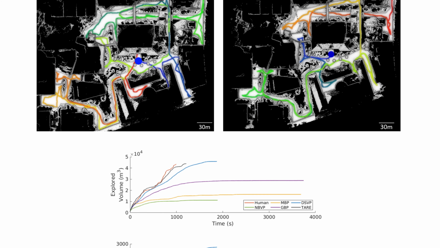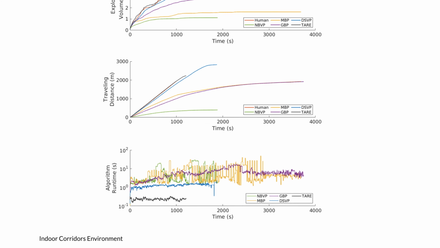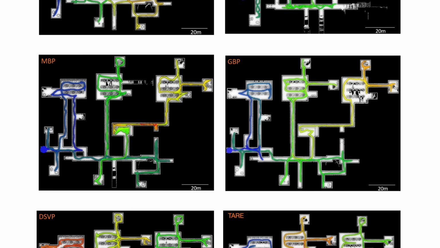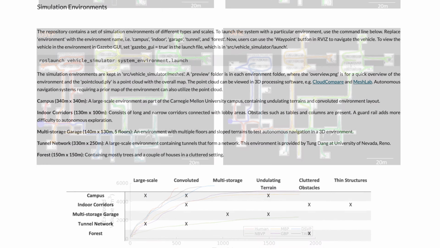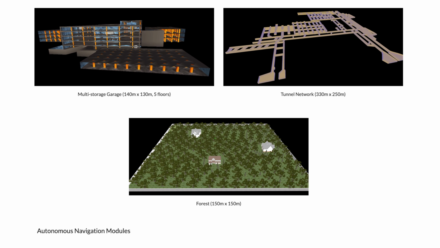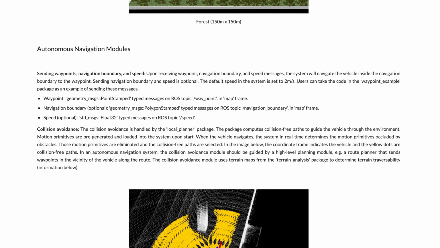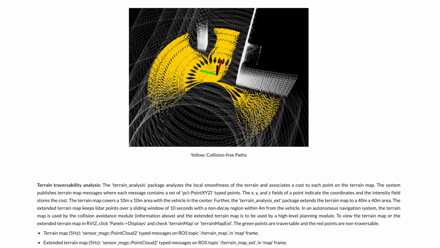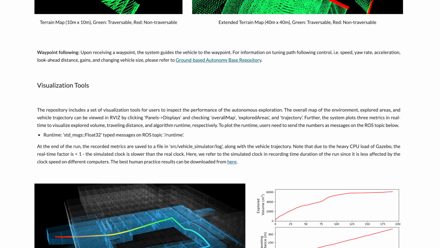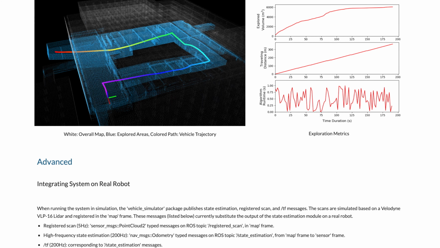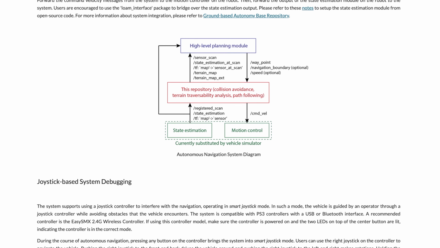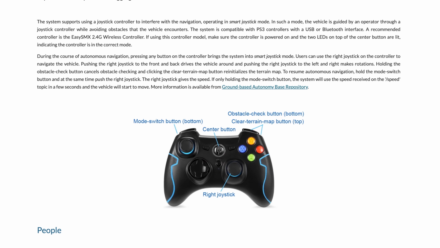In addition to open sourcing the exploration planner, we have released what we call the Autonomous Exploration Development Environment. There are multiple representative simulation environments, basic navigation modules such as collision avoidance, terrain traversability analysis, path following, and a set of visualization tools. This environment is meant to be a platform for benchmarking and also for real robot system integration.